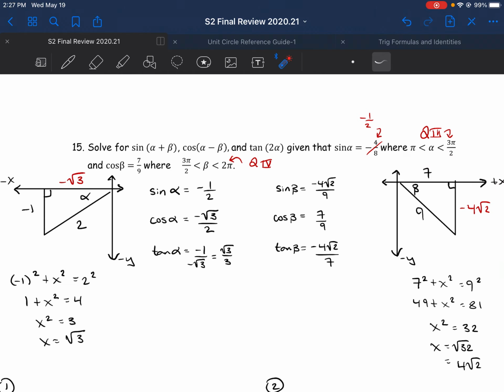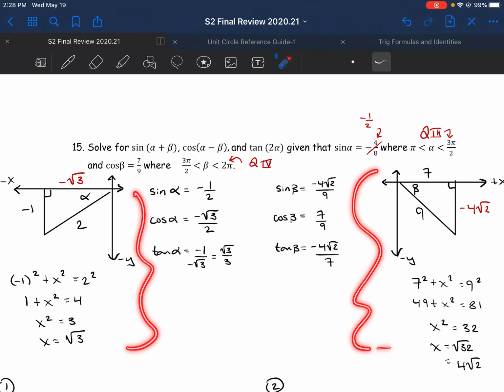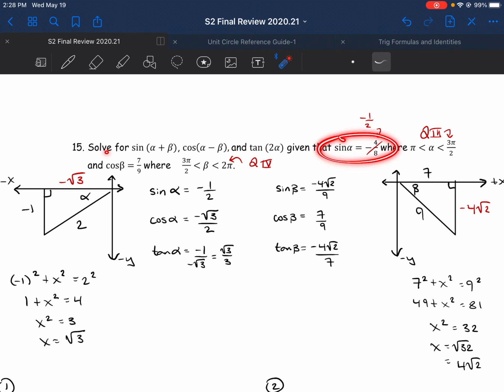Now, I'm not going to sit here and break down the exact calculations like I did for the previous problem. You can see the calculations right here. It works the same way. You use the initial information to set up the triangle, and you use Pythagorean's theorem to find the missing leg.